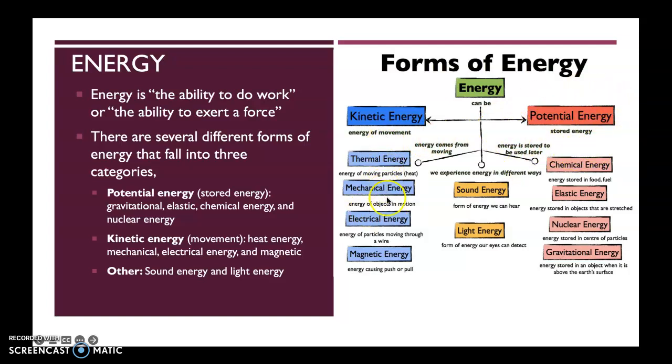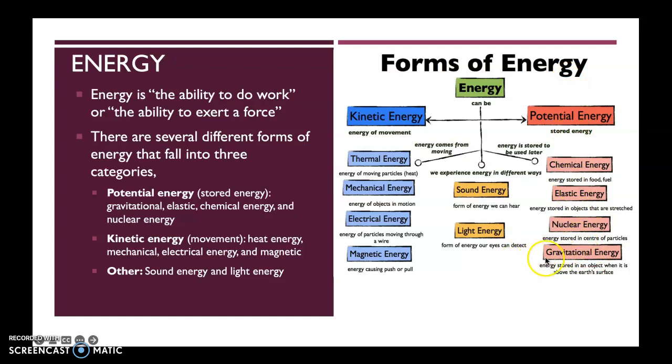And again, there's a variety of kinds of kinetic energy, and we're not going to get too specific in terms of what type. We're going to mainly be focused on mechanical energy, but kinetic energy includes thermal energy or heat, mechanical energy, which is objects in motion, electrical energy, which are energy particles moving through a wire, and magnetic energy, which is energy causing push or pull. As far as potential energy, the one we are focused on is gravitational energy.